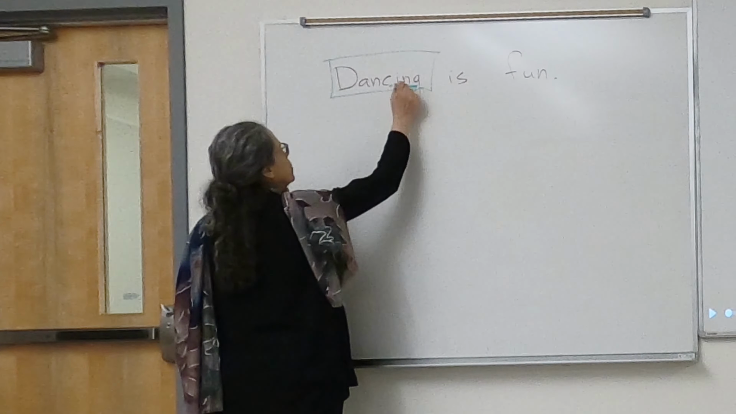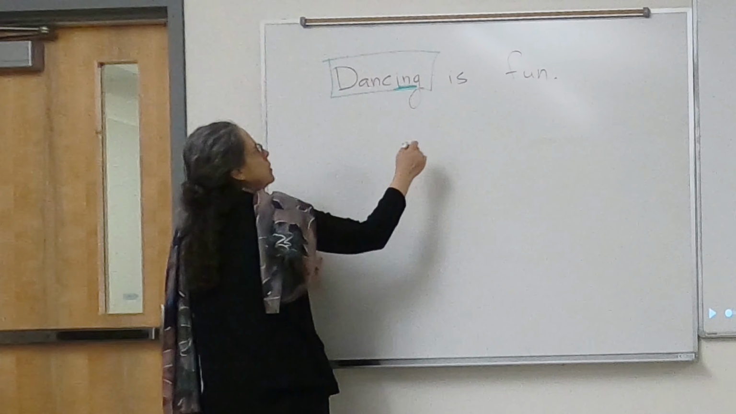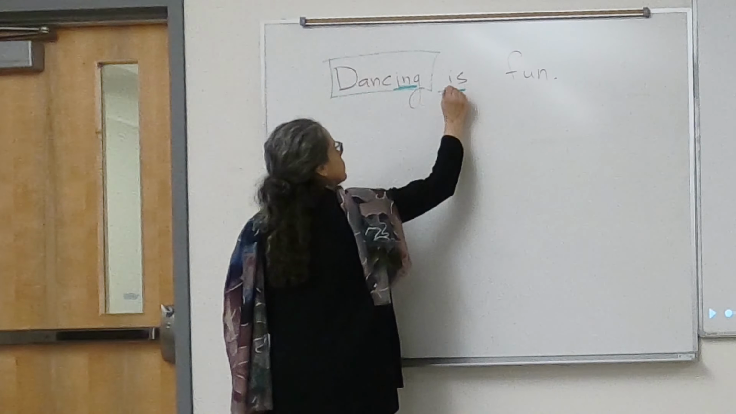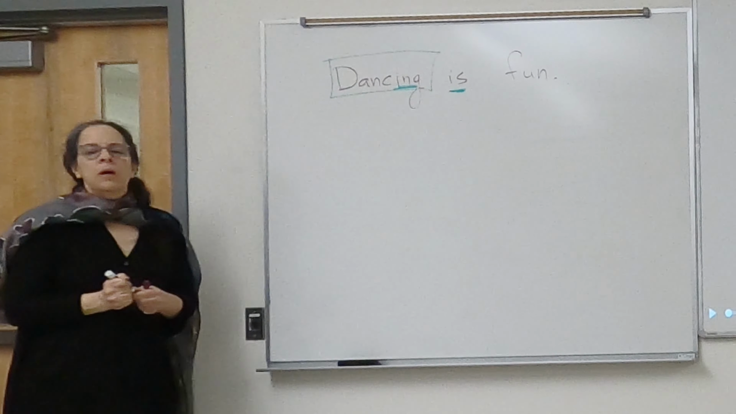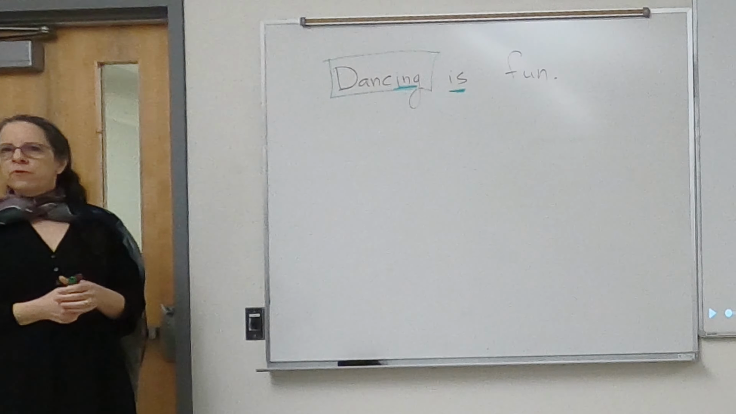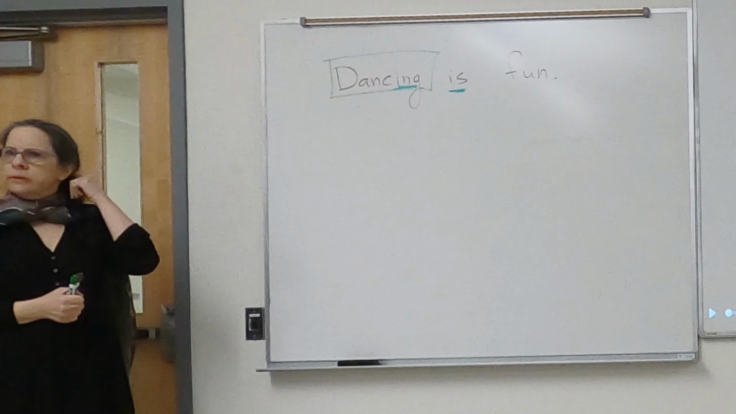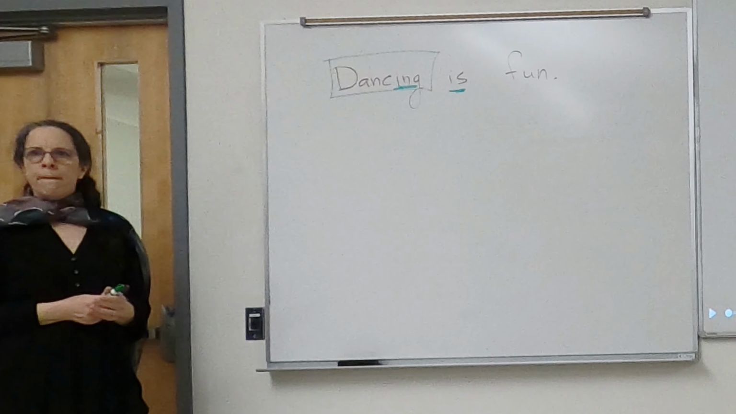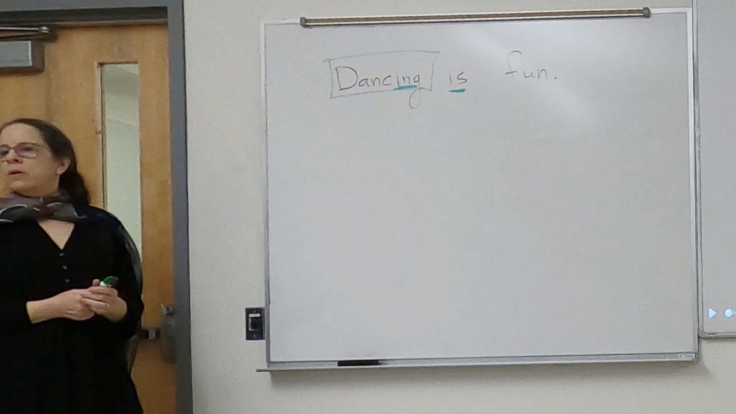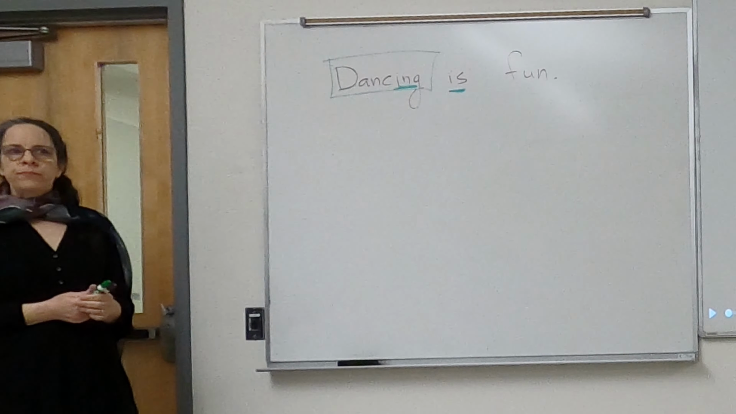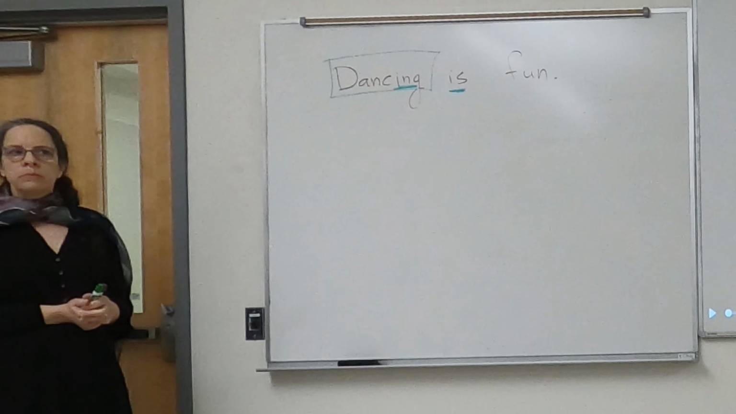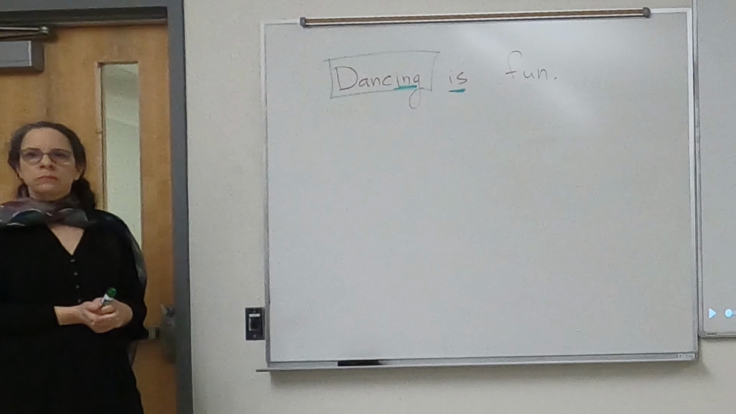You have an ing word, and then you have another verb. So how many verbs are in the sentence here? One. One is the verb to be. Dancing is the subject. Dancing is not a verb. It's not taking an action.